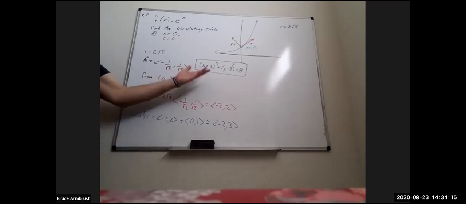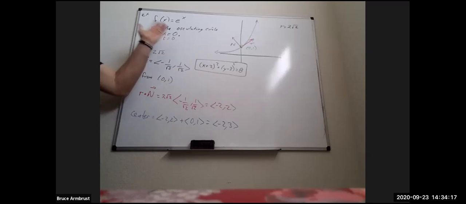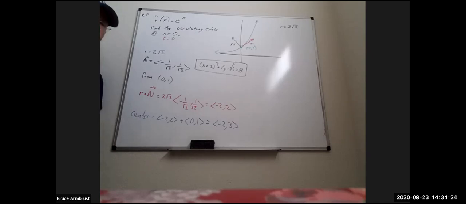All right, but there is the equation of the osculating circle for e to the x at that point, x equals 0. So if you're ever interested in a circle of best fit as opposed to a line of best fit, this is how you would do it.